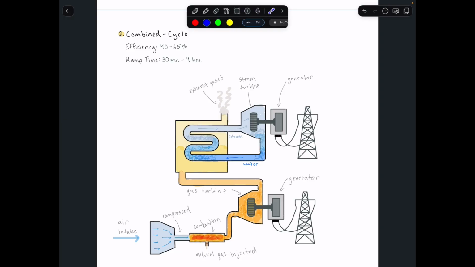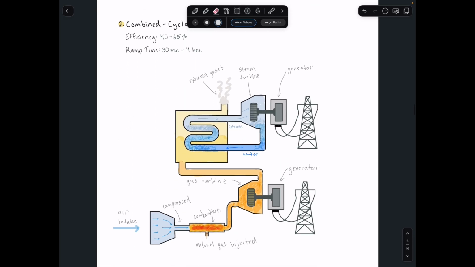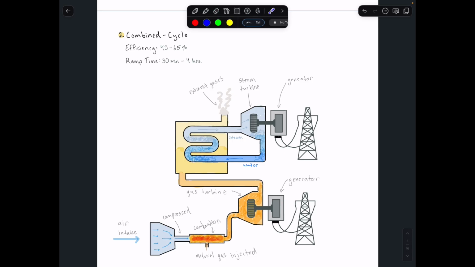Now there's another set of steps on top of the simple cycle power plant, and the benefit here really comes with the efficiency. So the simple cycle power plants are 30 to 45% efficient, whereas combined cycle power plants are typically 45 to 65% efficient. So this means combined cycle power plants can generate more electricity with the same amount of fuel as a simple cycle power plant.